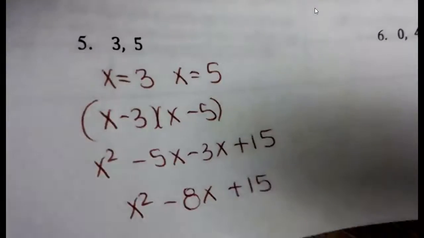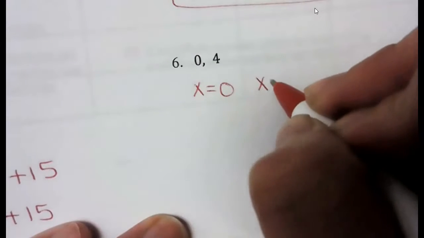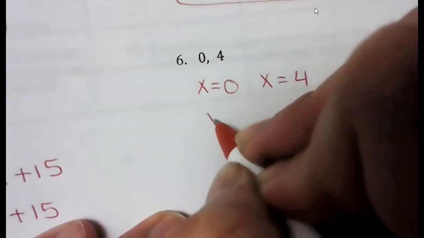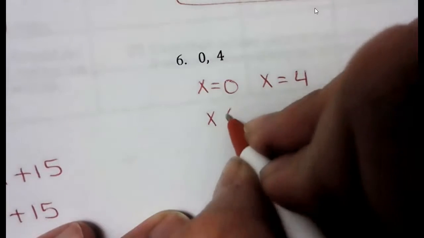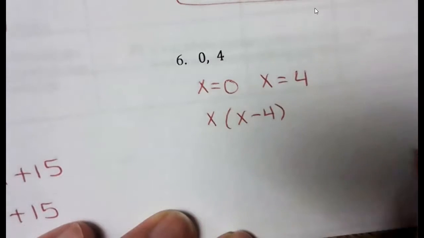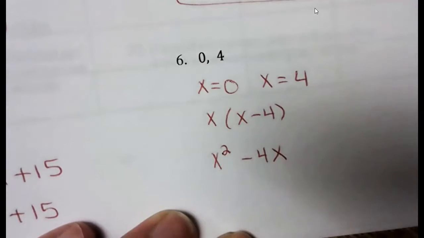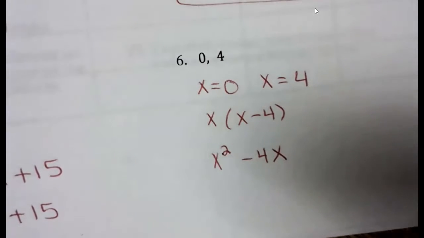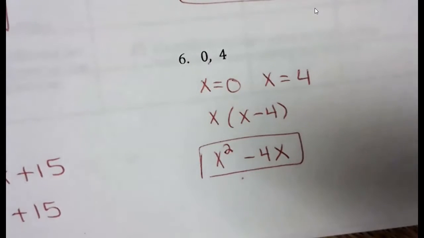And then last but not least, x equals 0 and x equals 4. So in this case, that's just x. And then you have x minus 4. So that becomes x squared minus 4x. So that one's a little bit unique in the fact that your x equals 0 is just a multiplicity of x that sort of factors or GCFs into that problem.